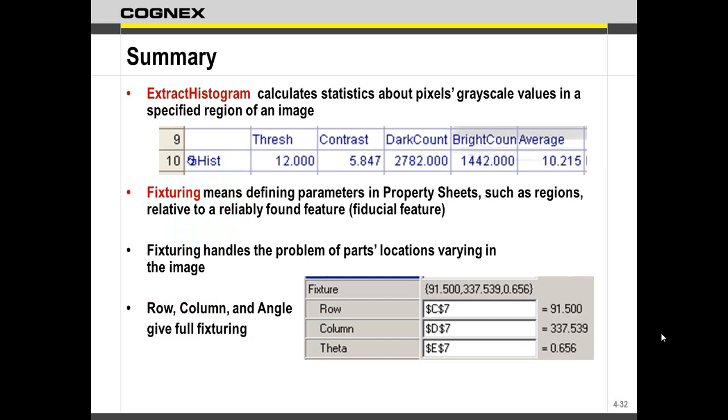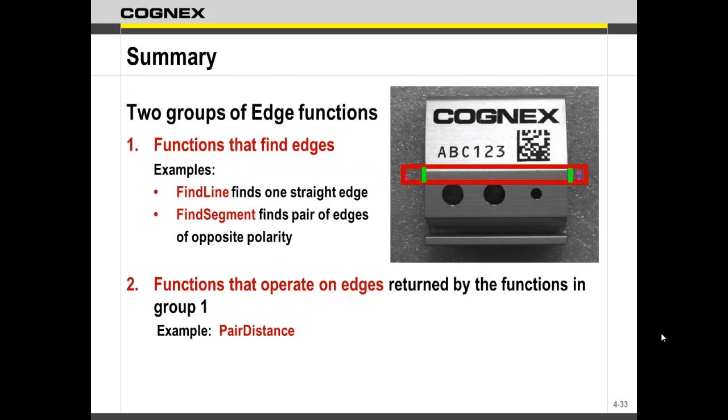So we talked a little bit about extracting the histogram. We talked about how it gave us statistical information about the grayscale values that are sitting inside the region that you've given it. We talked a little bit about fixturing. We showed how you can actually have the region of interest of your tool move as your part moves. And then we went on to find out that full fixturing we could get from row, column, and angle. And then we talked a little bit about edges, the edges that find lines or curves or circles or whatever. And then we have the functions that operate on them, such as pair distance, that's going to give me the distance between two separate pairs.